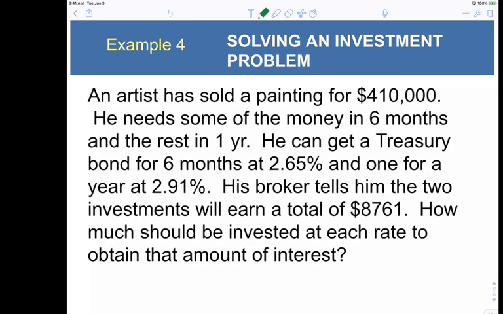What's the time? All right. So we'll go for about another 10 minutes and we're going to change it up. In this example, an artist has sold a painting for $410,000. He needs some of the money in 6 months and then the rest in a year. He can get a treasury bond for 6 months at 2.65% interest and one for a year at 2.91% interest. His broker tells him that the two investments will earn a total of $87.61. How much money should he invest at each rate to obtain the desired amount of interest? Okay, so let's go back and organize this data. Now this is all simple interest, so we're not doing compound interest here.